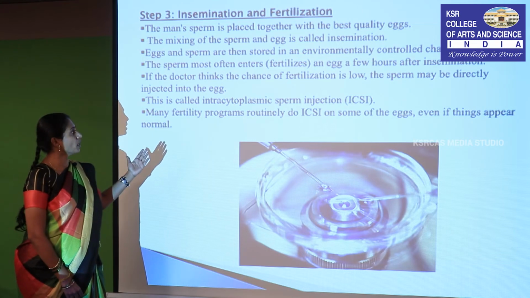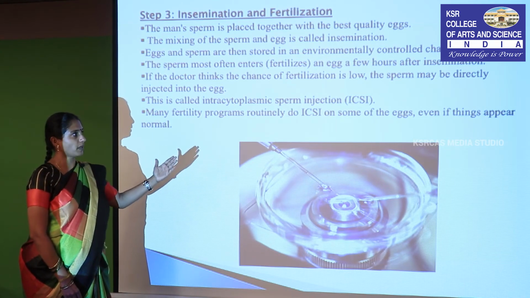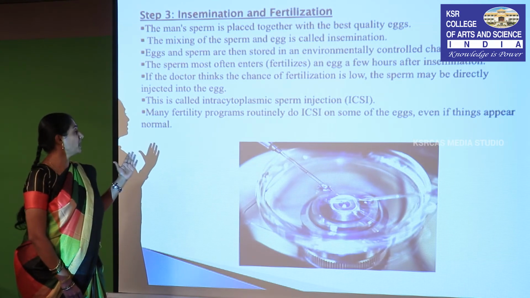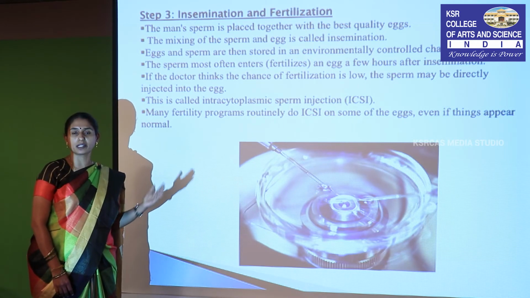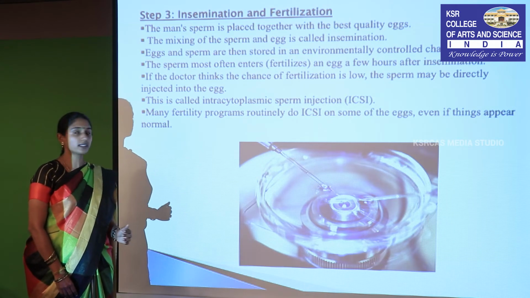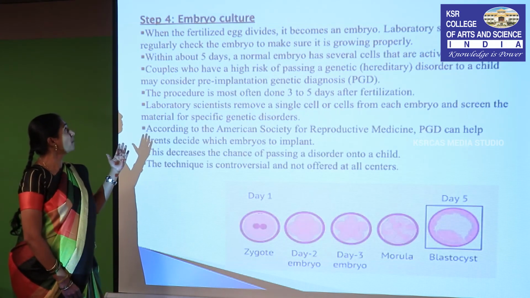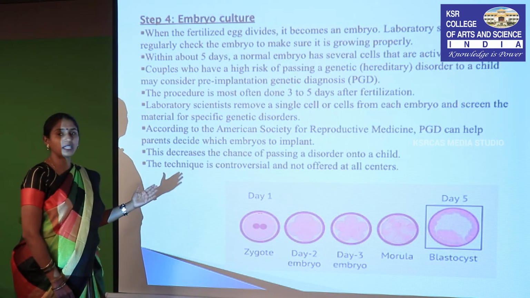Many fertility programs routinely do ICSI on some eggs even if they appear normal, because the rate of success in ICSI is more than the rate of success in IVF. Next, step 4 is embryo culture. This is a very important step.